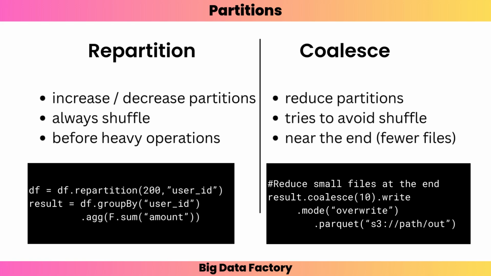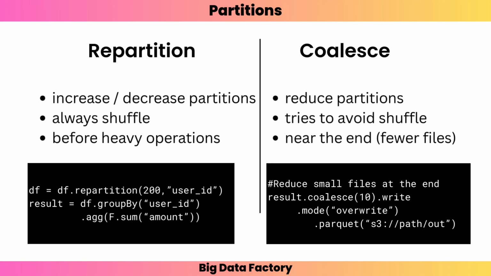It is good when you want to redistribute data more evenly, and you use repartition either before a join or a group by on a key. Coming to coalesce, you typically use it to reduce partitions. It tries to avoid a full shuffle. It is good near the end of a pipeline when you are writing out fewer files.